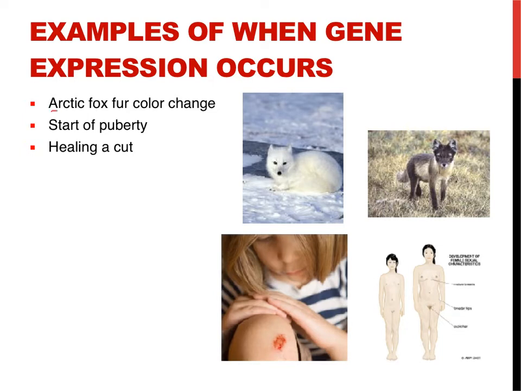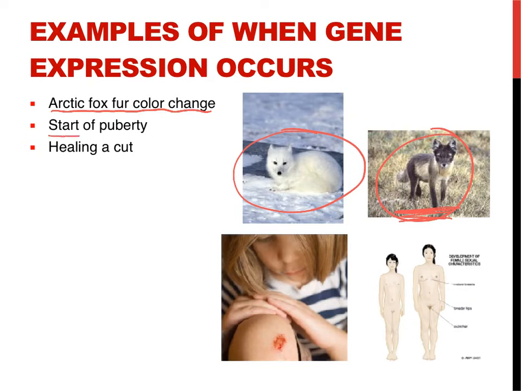An example of this would be the Arctic fox fur color changes, right? In the winter, it looks like this, and in the late spring, summer, and fall, it looks like that, and it changes the fur color to blend in with its environment. In the wintertime, it's not making the pigment proteins that produce the fur color. And in the late spring, summer, and early fall, the melanin is produced, so it makes the fur color so it blends in with its environment better.